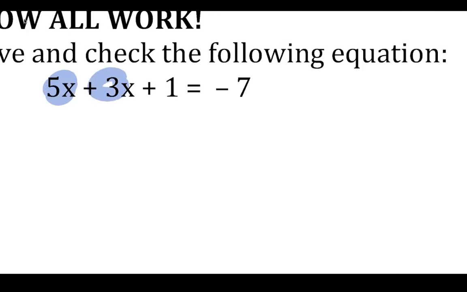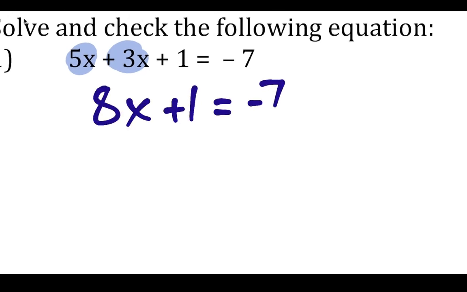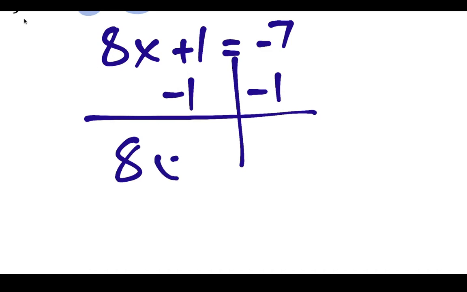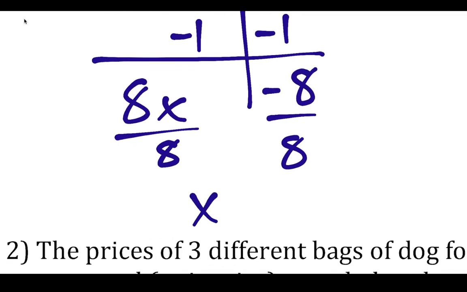Solving this equation, first thing we're going to do is combine like terms. So 5x and 3x is 8x. Now after we simplify, we're going to use inverse operations, take care of the constant first. So 8x is equal to negative 8, then divide by the coefficient. So x is equal to negative 1.